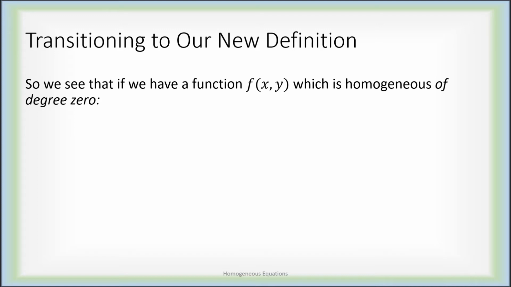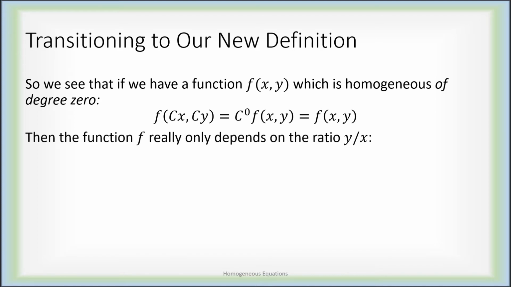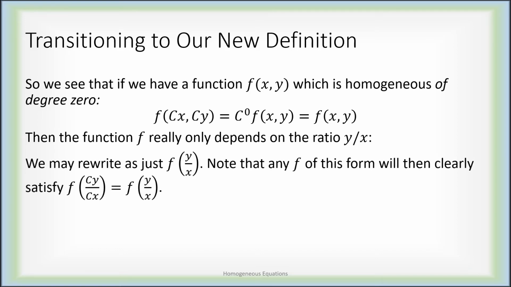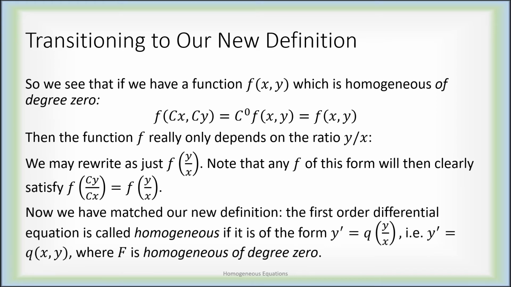So if we have a function f of x, y homogeneous of degree 0, f of cx, cy is just the same as f of x, y, but also the function really only depends on the ratio y over x. So we can just write that as f of the ratio y over x, if the ratio is all that matters. So any f of this form will also clearly satisfy that f of cy over cx, well the c's cancel out and you just get f of y over x. So any function that can be written as f of y over x is definitely homogeneous of degree 0. So we've matched our new definition.